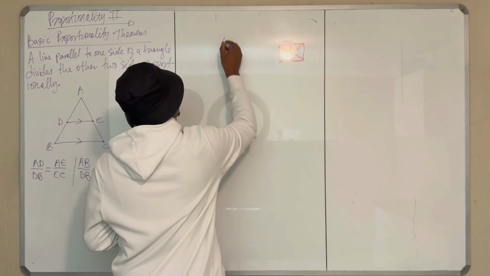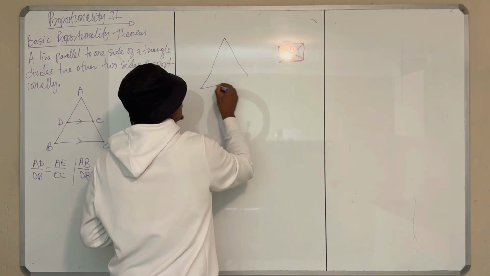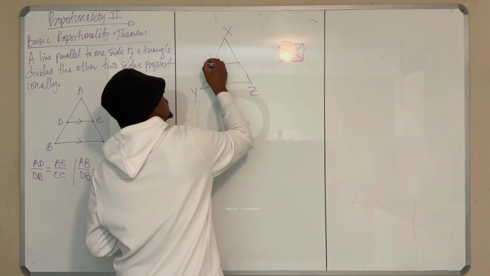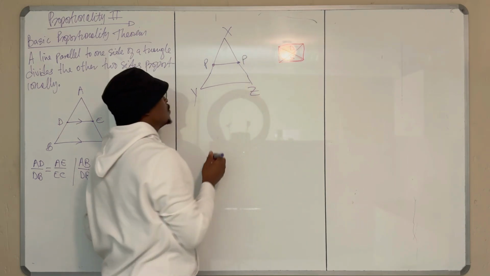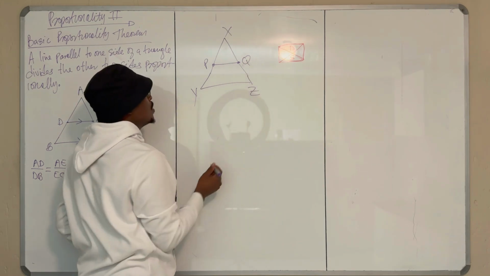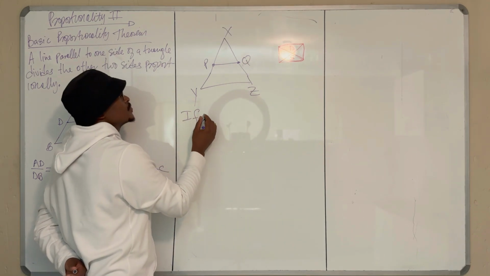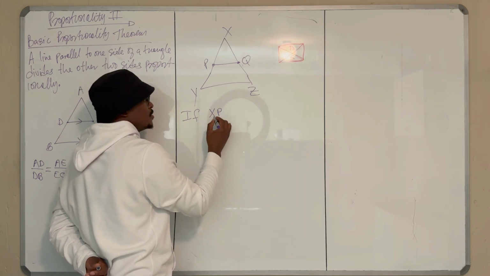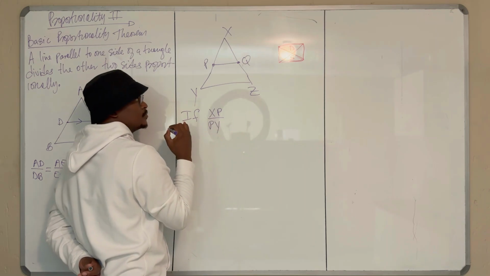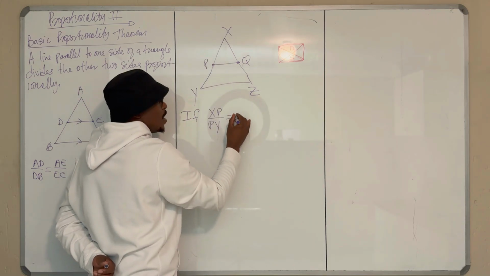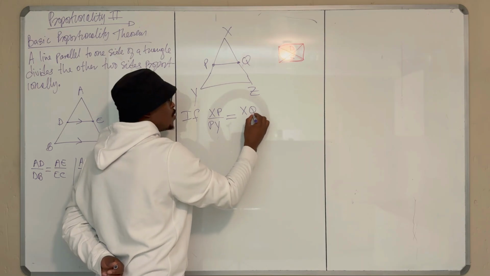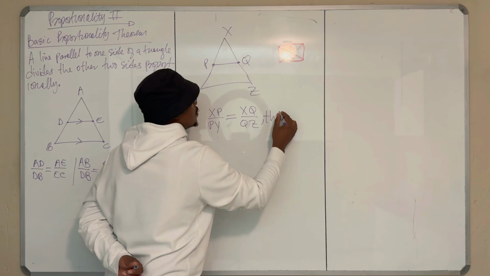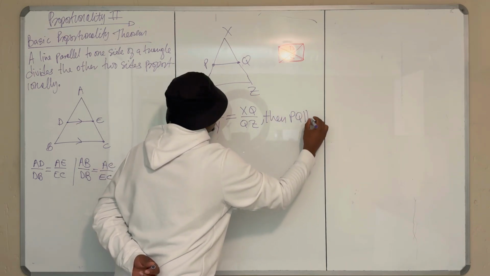So let's say we have a triangle here, let's say it's XYZ, and then let's say this is PQ. What I'm saying is that if XP over PY equals XQ over QZ, then the claim is that PQ is parallel to YZ.